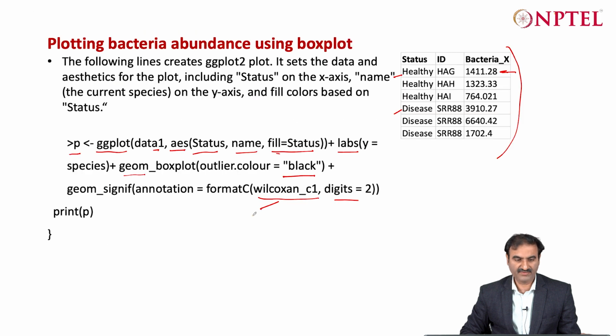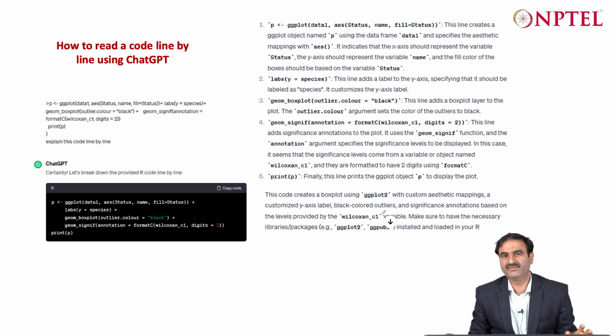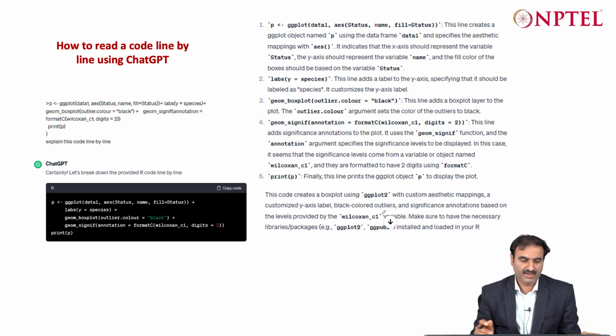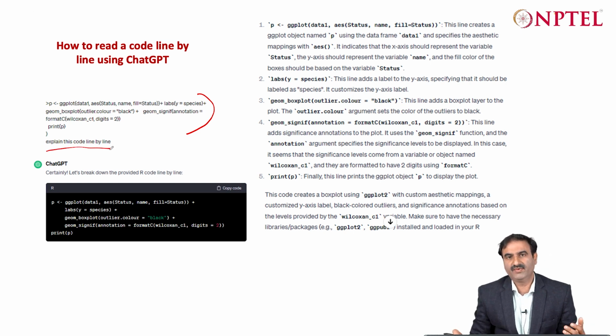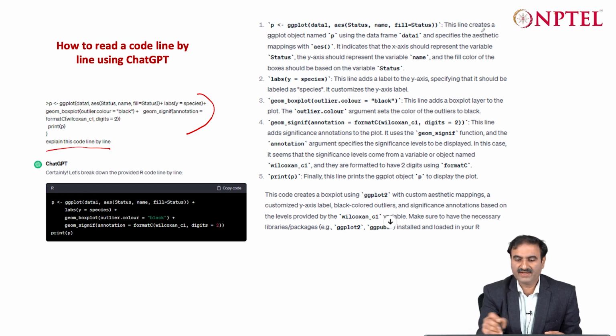So if I have a code like this, and I do not know what is going on in this code, and you want some detailed description of it, I am showing you one easy way to do this, which is ChatGPT. You can take this code, paste it in the ChatGPT box, and then say explain this code line by line. What it will do is process the code and tell you what the code is intended to do, which language or library it is using, what functions it is using, and a description of, for example, p. This line creates a ggplot named p using the data frame data1, and like that. Then labs adds the label to the y-axis, and geom boxplot with outlier color equal to black means outliers are colored as black.